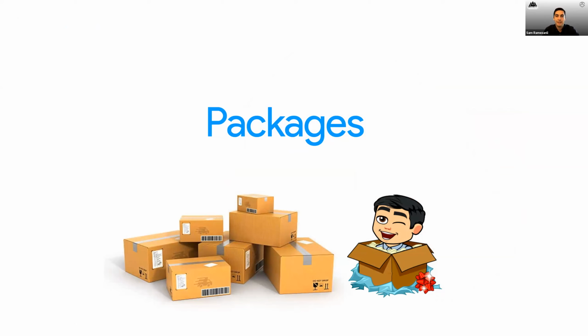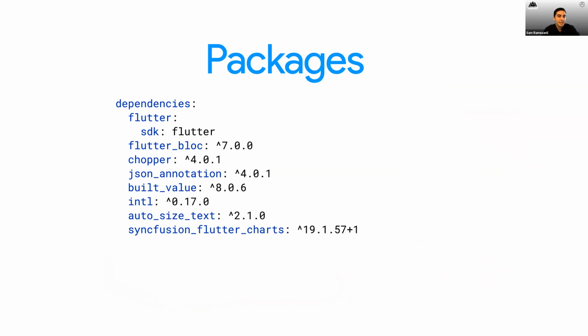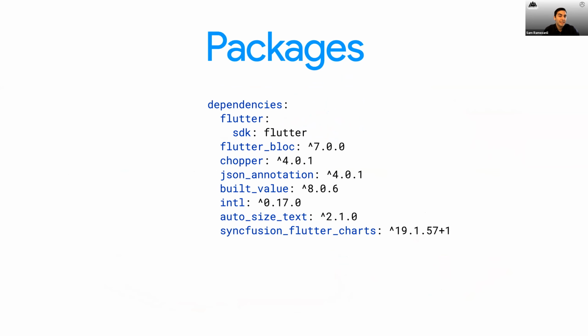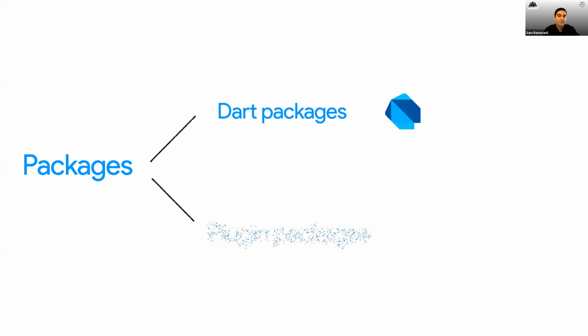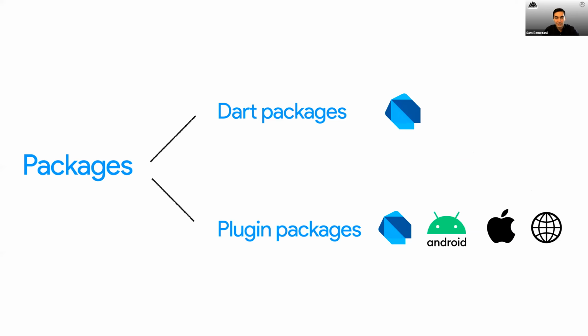Anyone who did any programming in Flutter is probably familiar with packages. And the packages are basically the dependencies and the libraries you pull into your app. And by definition, we have two types of packages. We have Dart packages and we have plugin packages. Dart packages are a general type of packages written purely in Dart.